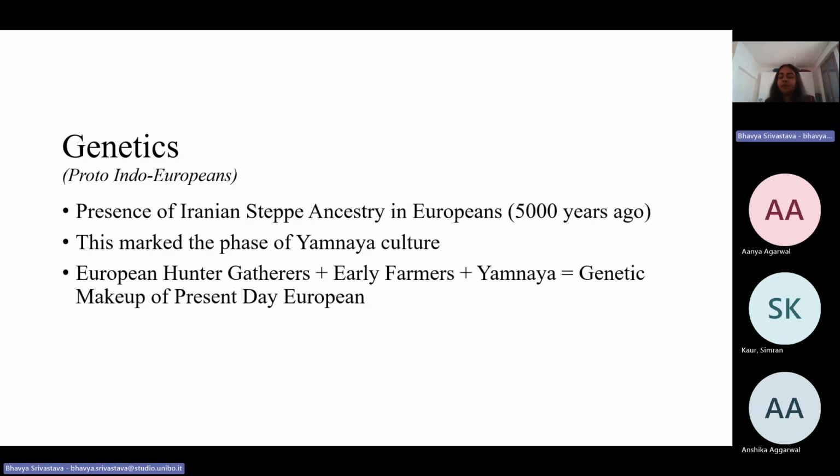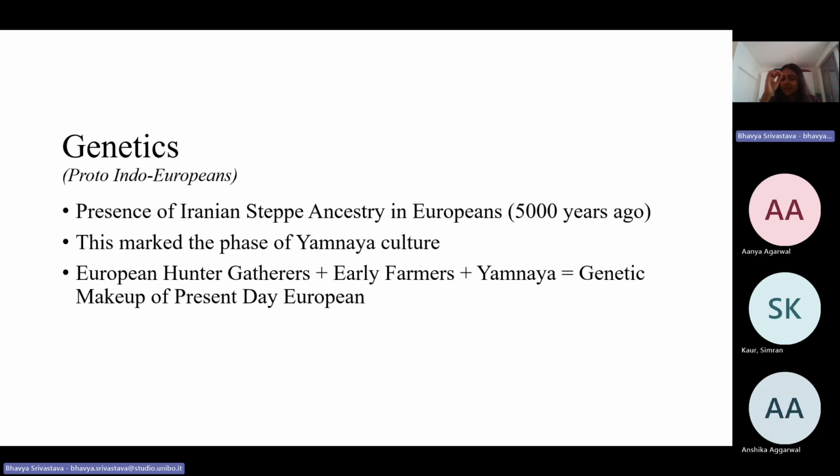Now, let us come to the Proto-Indo-Europeans. Your Proto-Indo-Europeans are not these farmers who came from Anatolia or the hunting-gathering individuals. These are actually pastoralists who came 5,000 years ago from the highlands of Iran. So from the Iranian steppes, these people came, and this was an entire migration that took place from Iran to Western Europe 5,000 years ago, which marked the beginning of the Yamnaya culture.